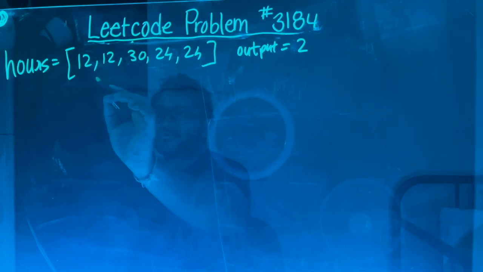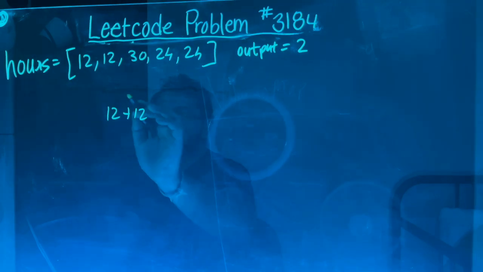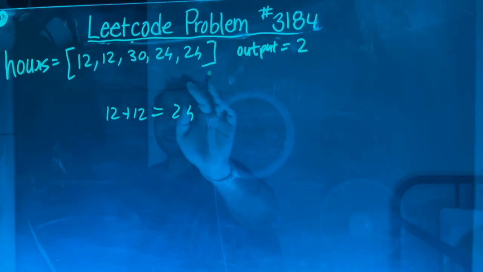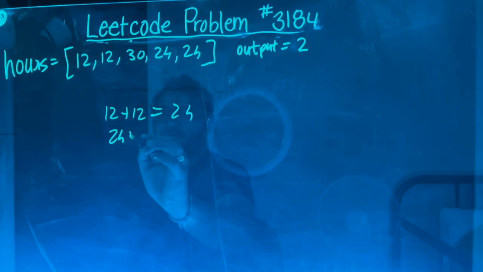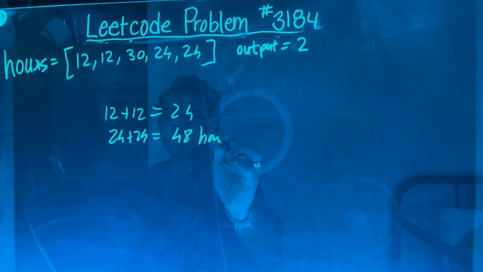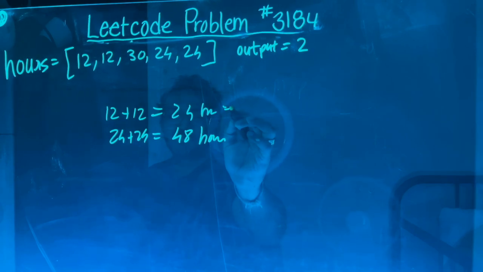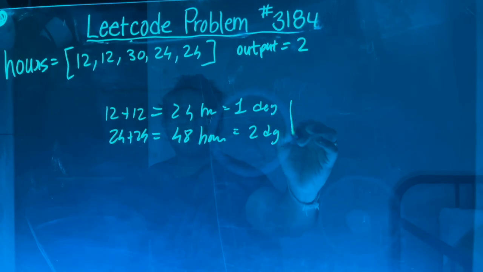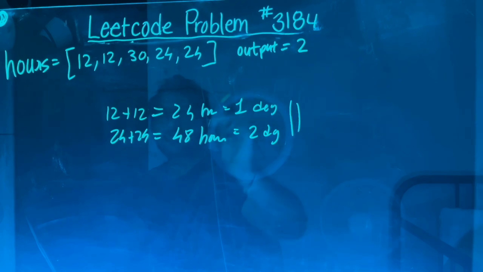For this particular pair, it is 12 plus 12. The first two elements are 12 plus 12, that's the first pair. Another pair is 24 plus 24, which is going to be 48 hours. So it's going to be 1 day, and this is going to be 2 days. So these are the two pairs they found. That's why the output is 2.